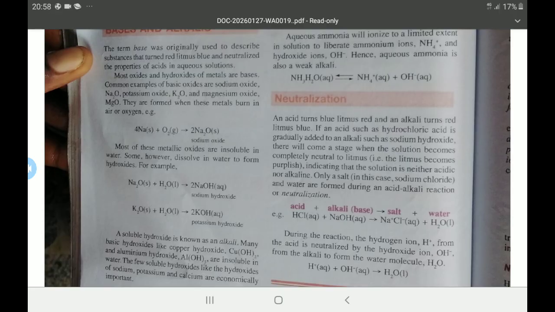Only a salt, in this case sodium chloride, and water are formed during an acid-alkali reaction or neutralization. Now they are saying here that acid has the ability to turn blue litmus into red, while alkali, which is a base, turns red litmus into blue, right? Now if you add an acid, which is hydrochloric acid, into a base or alkali such as sodium hydroxide, there will come a stage when the solution becomes completely neutral. That means it will neither turn the litmus blue nor red. It will turn into another color, neutral. Now, when this happens, that solution is neither acidic nor alkaline.